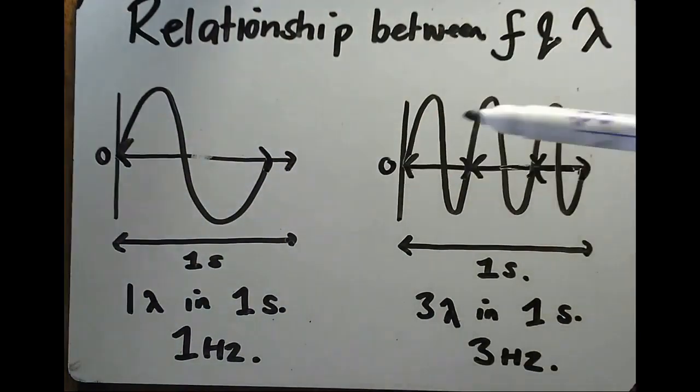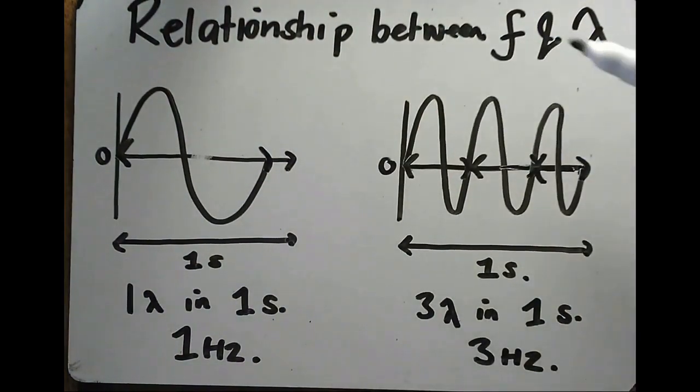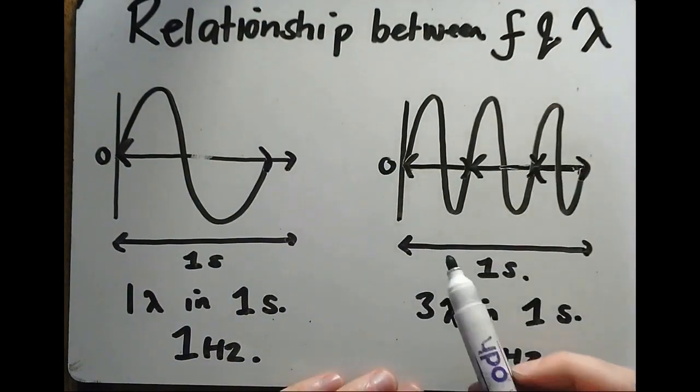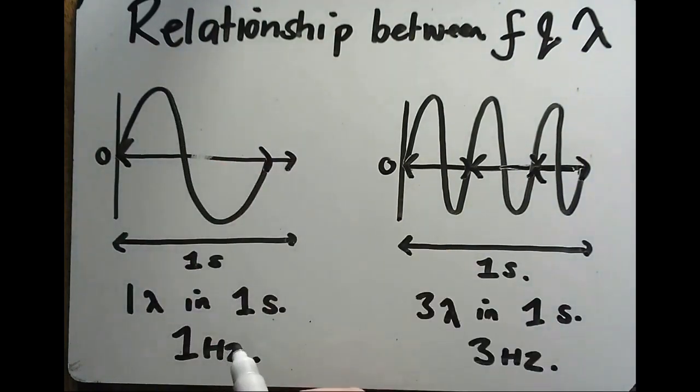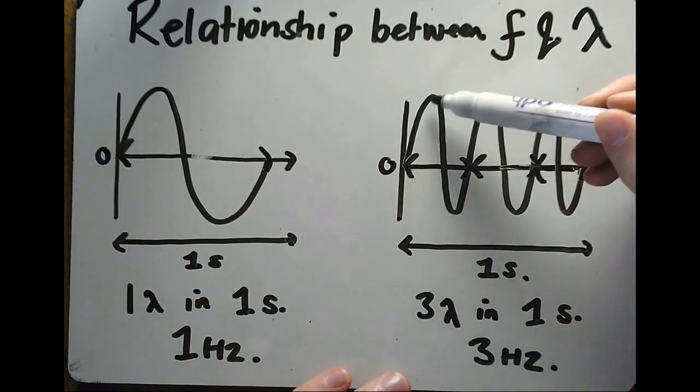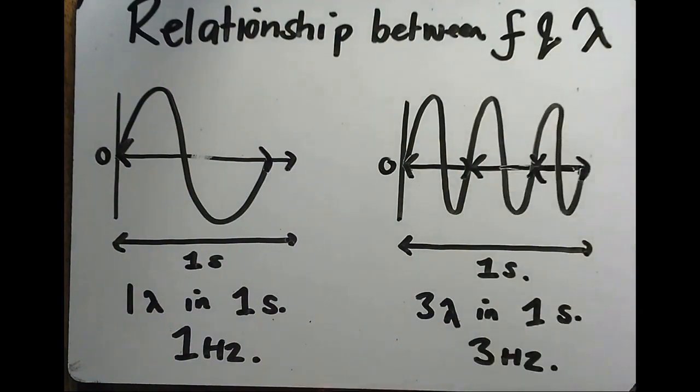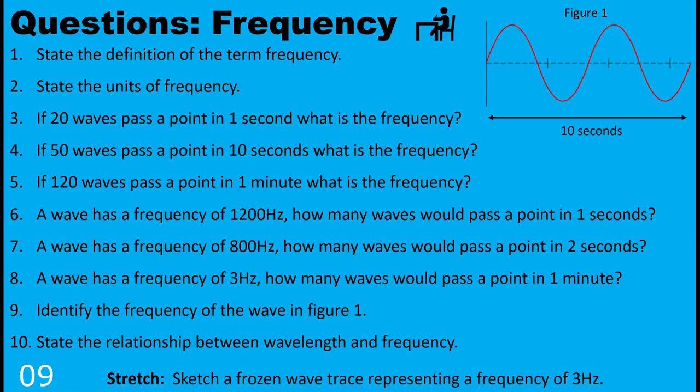So we can see from these 2 diagrams that there is a definite relationship between the wavelength and the frequency. And the relationship is this: the longer the wavelength, the lower the frequency. Or the shorter the wavelength, the higher the frequency. To check your understanding, have a go at the questions on this slide. Just pause it and take however long you need.